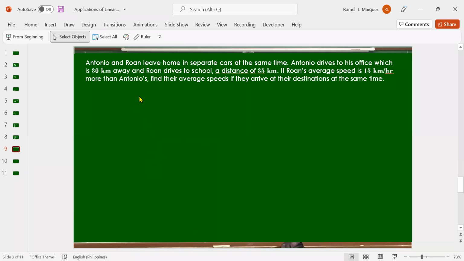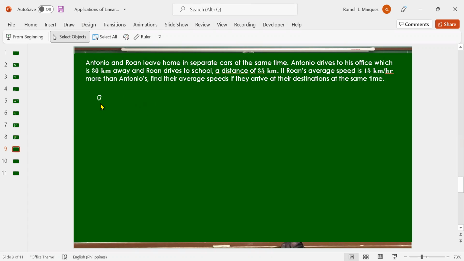Okay. Antonio and Roan leave home in separate cars at the same time. Antonio drives to his office, which is 30 kilometers away, and Roan drives to school a distance of 35 kilometers. If Roan's average speed is 15 kilometers per hour more than Antonio's, find their average speed if they arrive at their destinations at the same time.